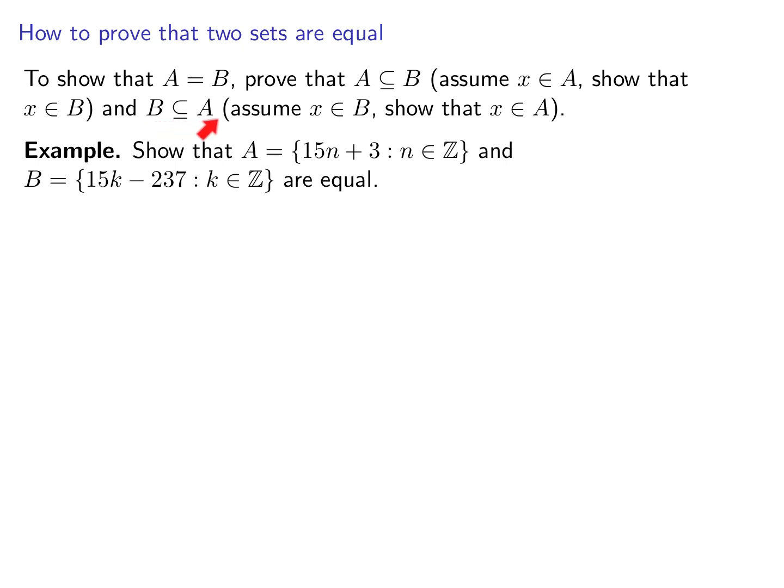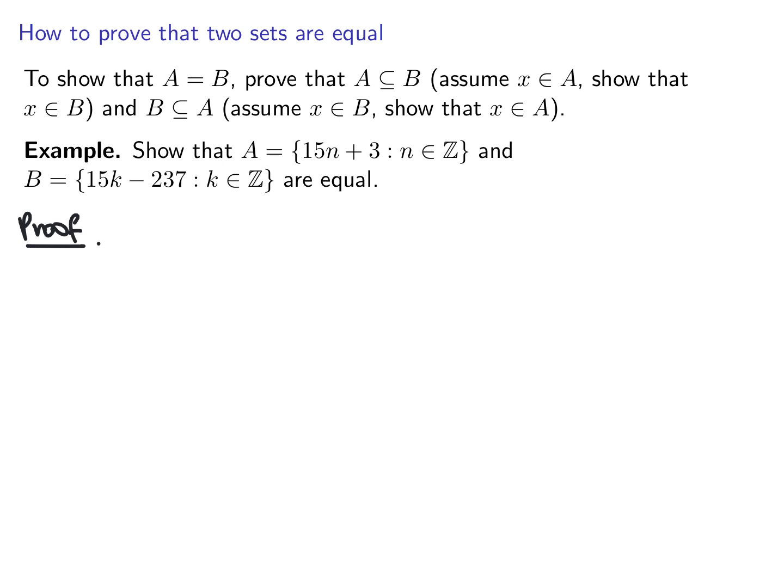And B is contained in A means that we assume x is in B and we show that x is in A. Again, proving another implication. So this is quite similar to proving equivalence, right? In some sense. We're now proving that x is in A if and only if x is in B, right? So now let's take a look at this example and we demonstrate what we mean by that.